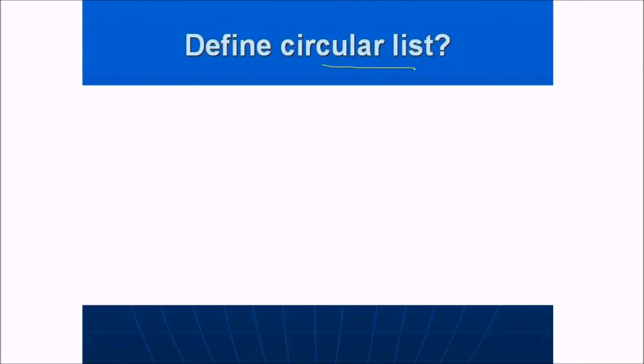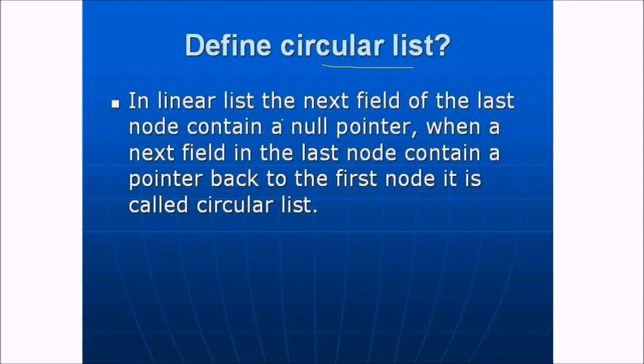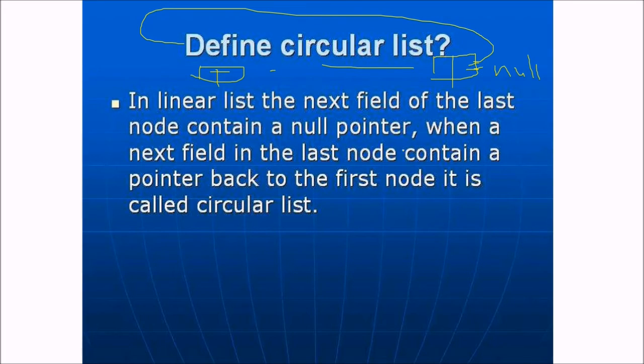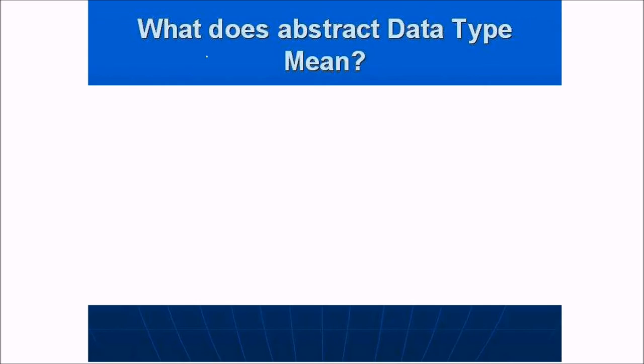Define the circular list. We have seen the linked list. Now we will talk about the circular list. In a linear list, the next field of the last node always contains null. If you visit this last node, the address will be null, so it will not have any address. But when the next field in the last node contains the pointer back to the first node, the first node's address will be in the last node. So this is called the circular list.